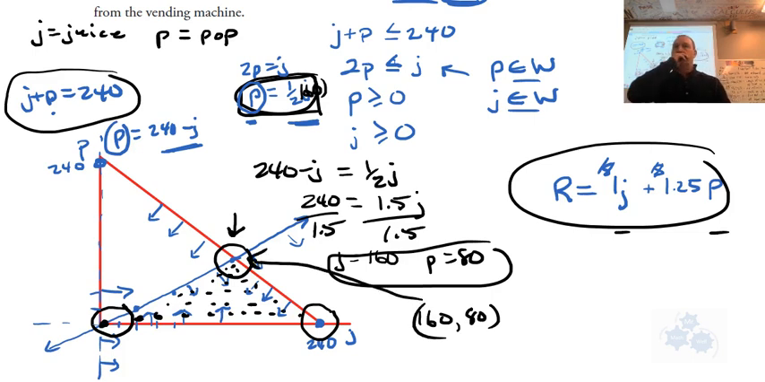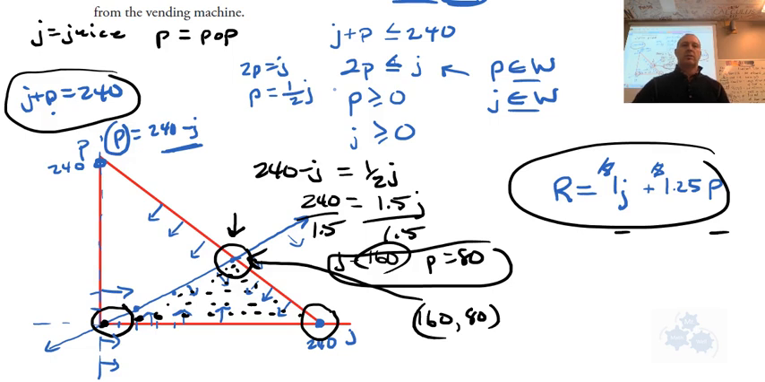All right? So that's how you're going to do that. How do we get 80? Well, if J equals 160, do you see in this equation that P equals 1/2 of J? Right? That's one of our original equations. So you just plug, and you know what? You could have done it over here too. Like, for example, 160 plus P equals 240.